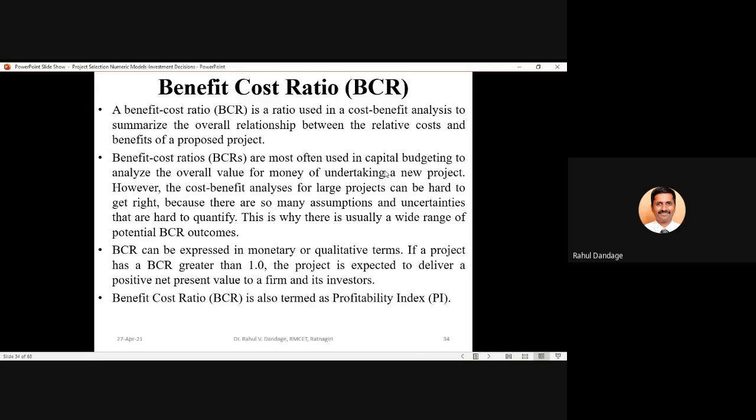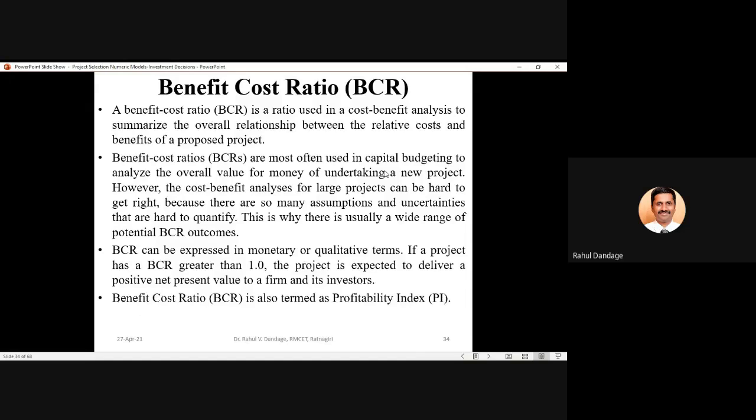So if a project has a benefit cost ratio greater than 1, it means the present value of the future benefits is greater than the cost incurred or the initial investment. In that case, we can say the project is expected to deliver a positive net present value. And if it is going to deliver a positive net present value, definitely the project will be beneficial and can be accepted. This is in case of a single project.